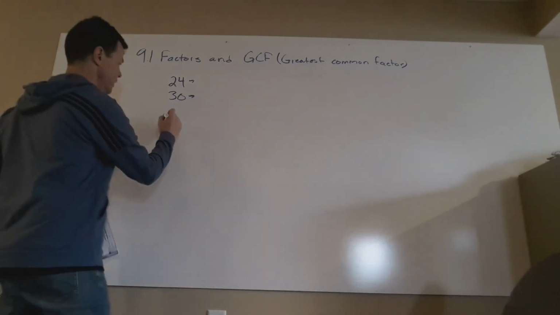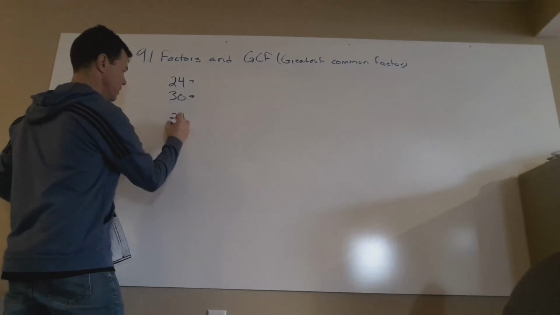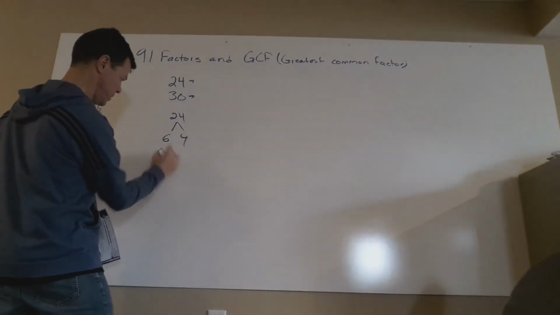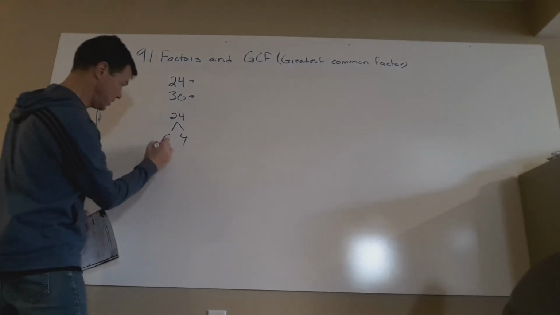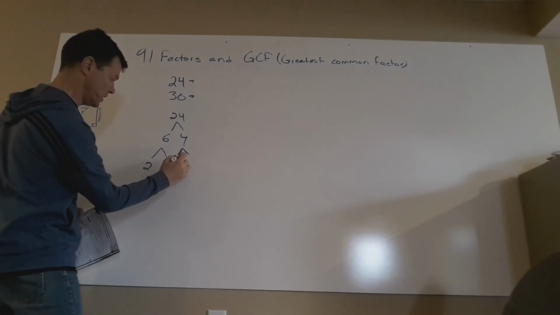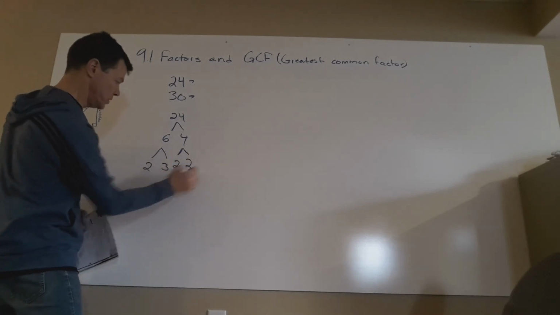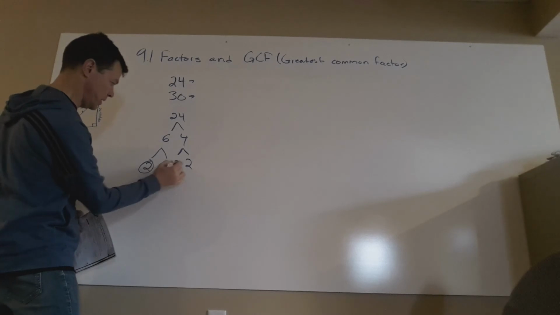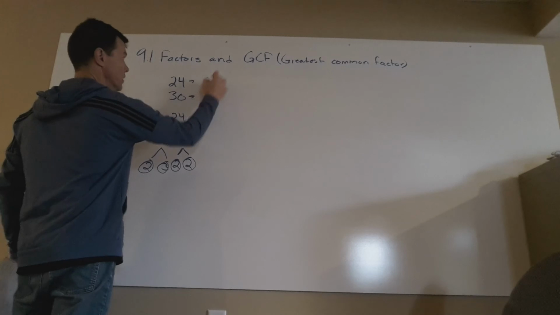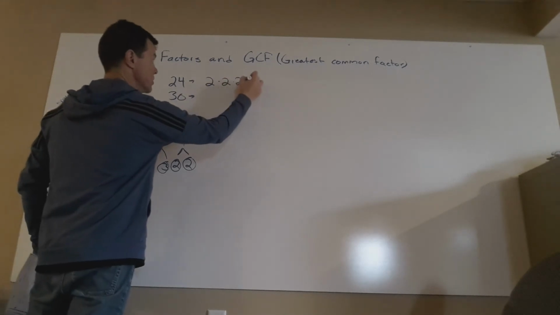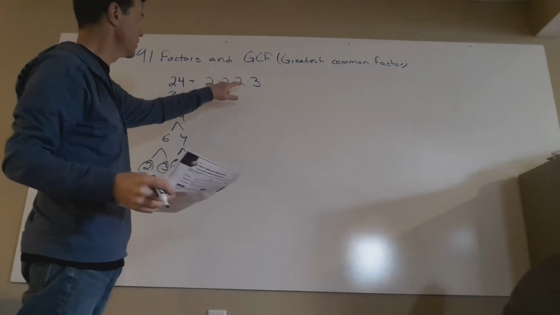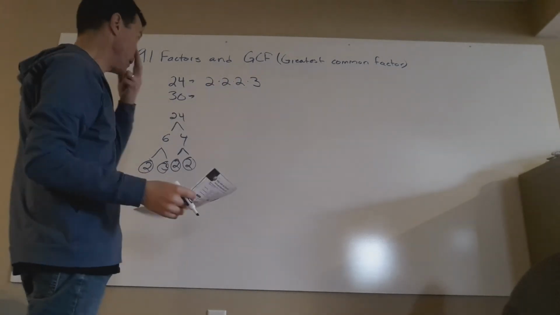So 24, right here's 24. 6 times 4, these are not prime. So then you're going to be looking at the 6 will be 2 and 3. The 4 is not prime, so get that down to prime numbers, 2 and 2. So you're looking at 2 times 3 times 2 times 2 for 24. And I'm going to put these in order. 2 times 2 times 2 times 3. So again, you can just check your work. 2 times 2 is 4, times 2 is 8, 8 times 3 is 24.